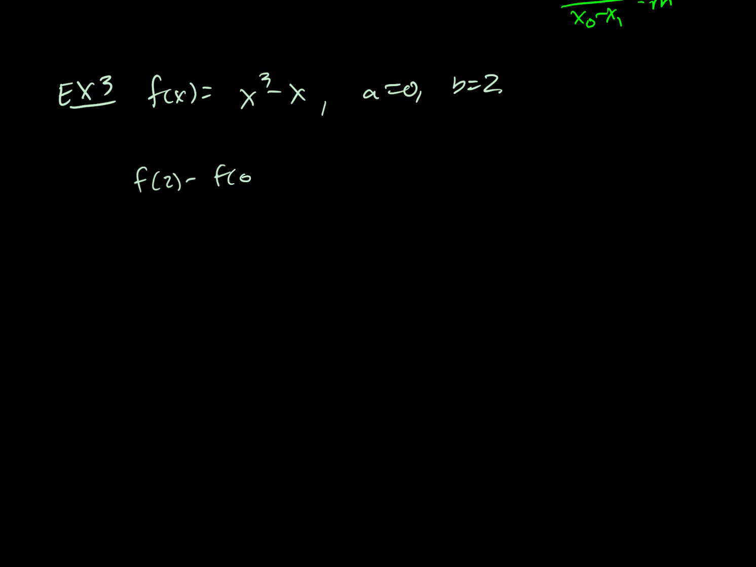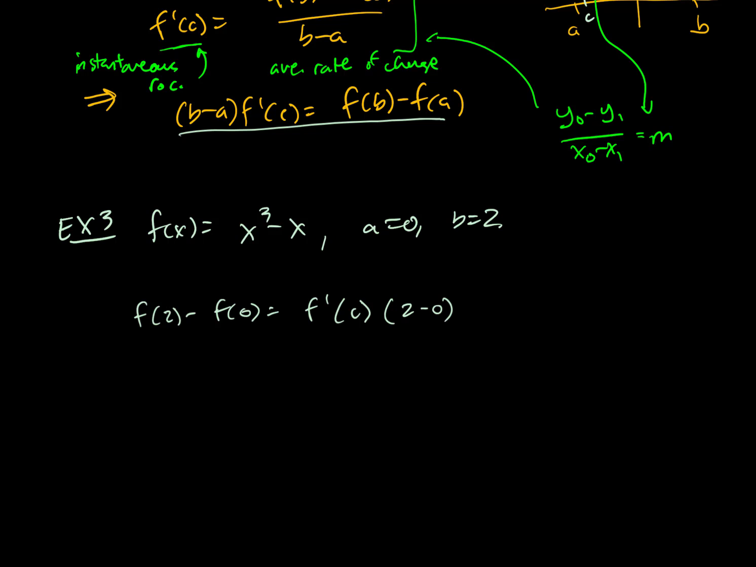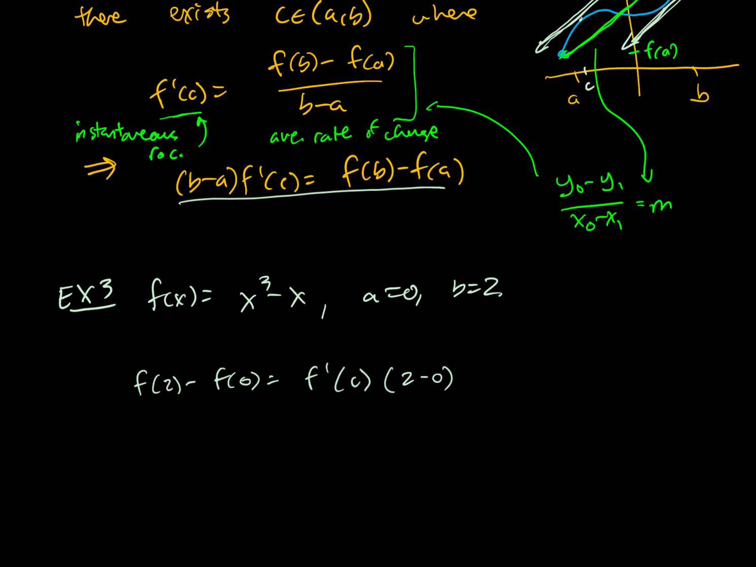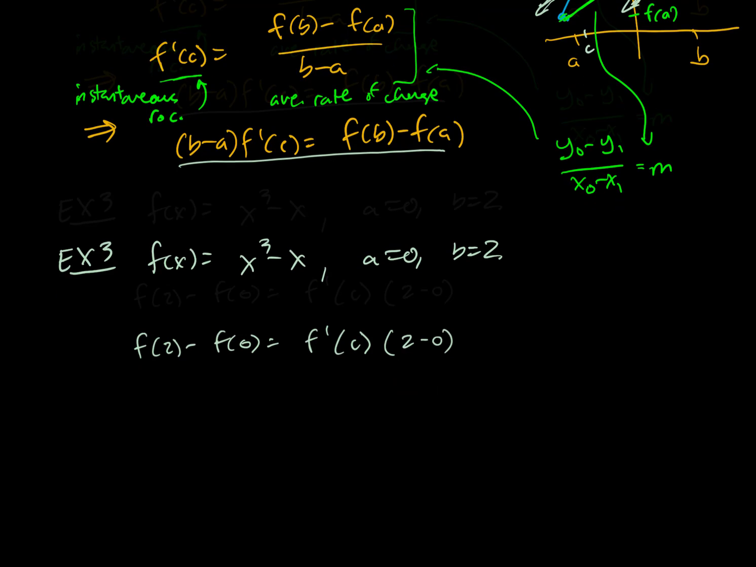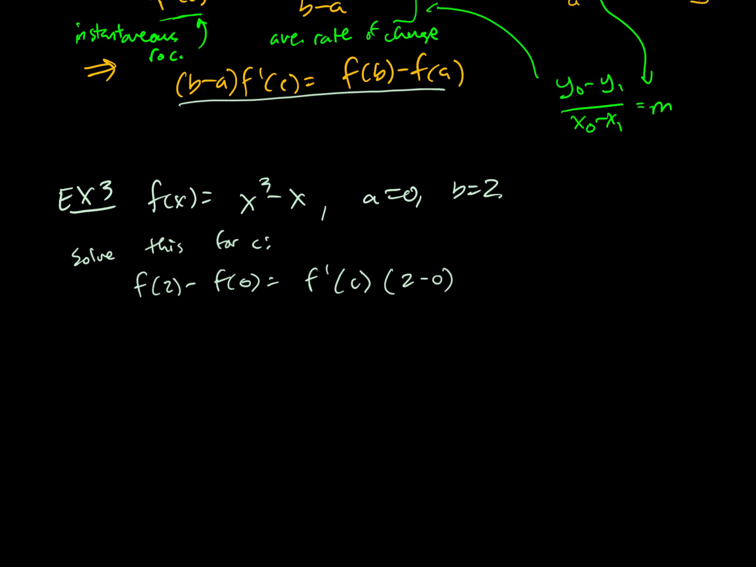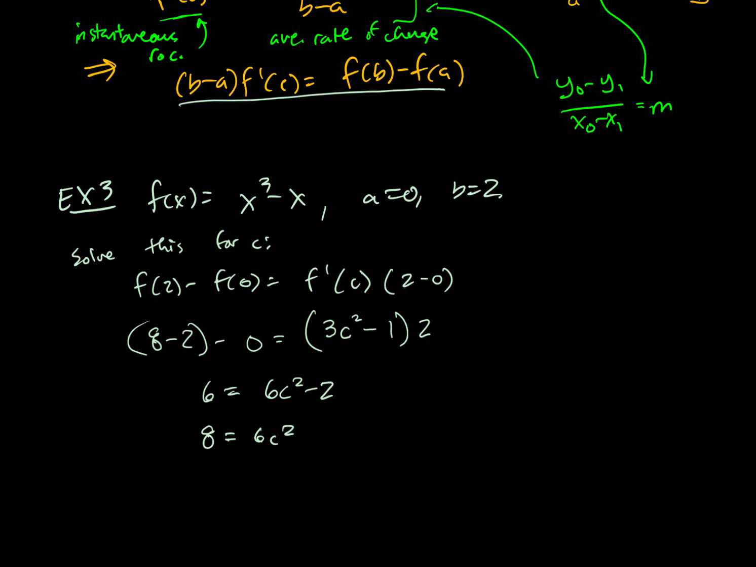Okay, and I'm using expression here, which is just an algebraic version. It's equivalent to the original expression, right? It just makes our work a little bit easier. So solving for c, I plug in 2 into my expression, I get 8 minus 2, minus plugging in 0, I get 0. The derivative is going to be what? 3x squared, but I'm plugging in c for x, minus 1, and then 2 minus 0 is just times 2. So I get 6 equals, what is that? 6c squared minus 2, or 8 equals 6c squared. Okay, so then 4/3 equals c squared.